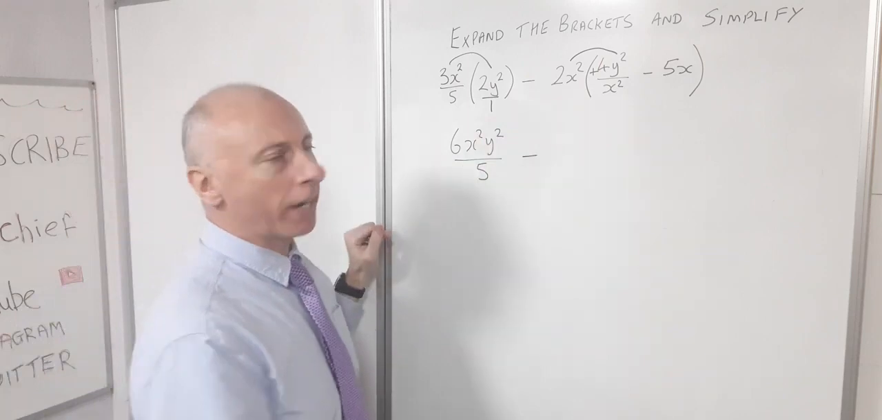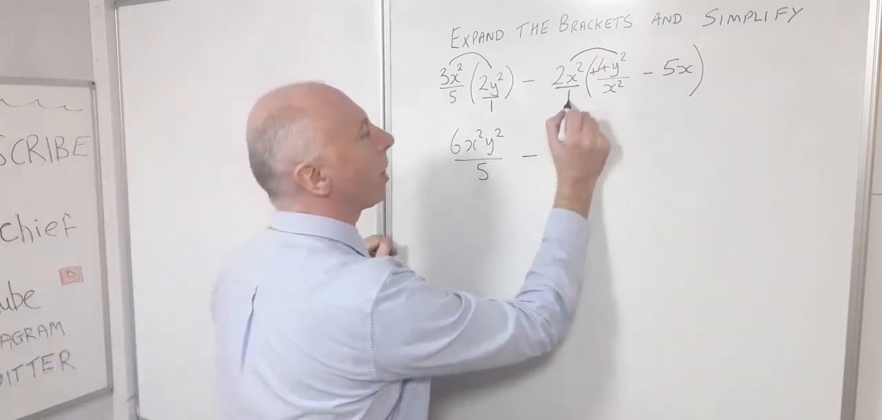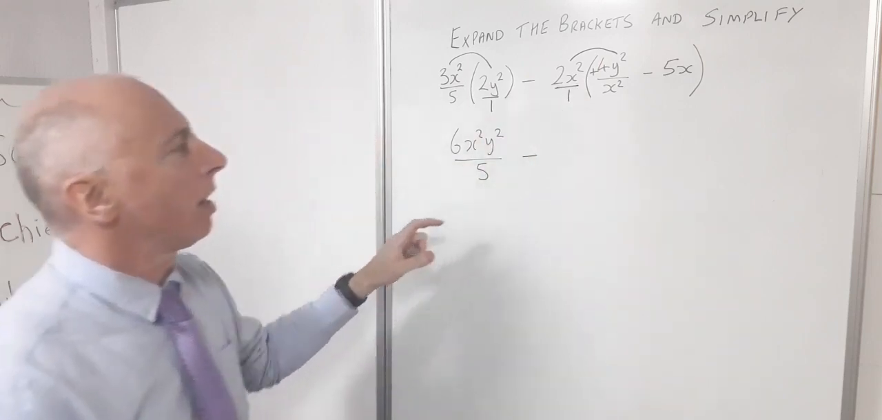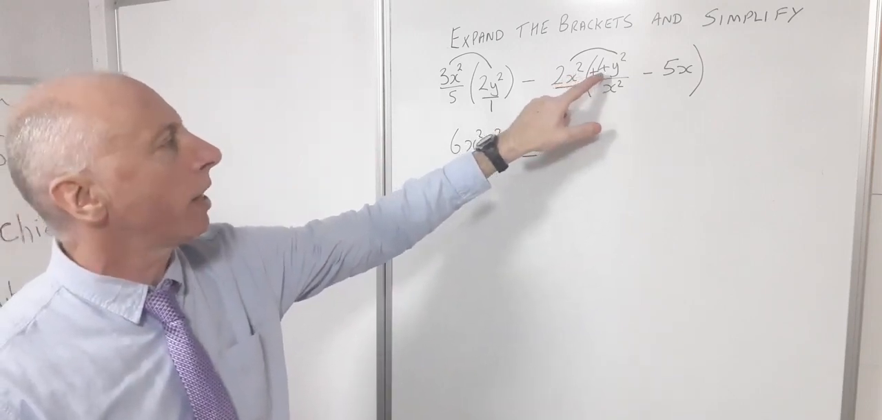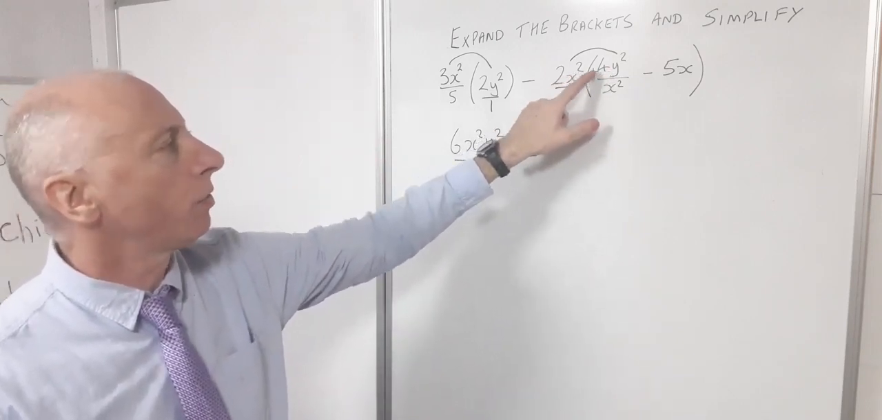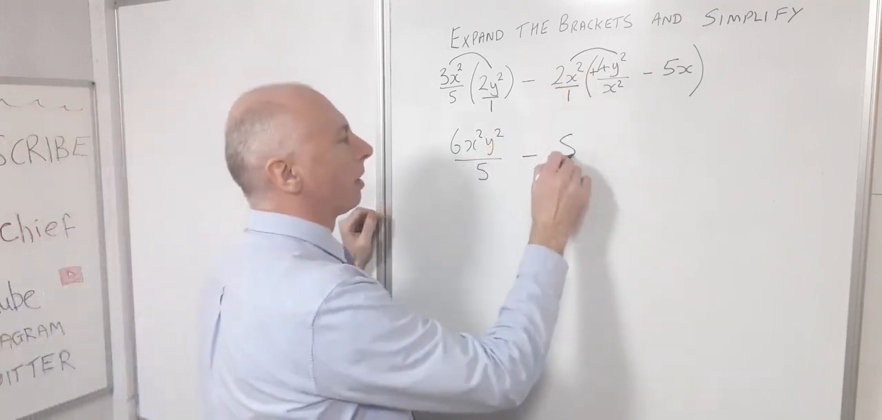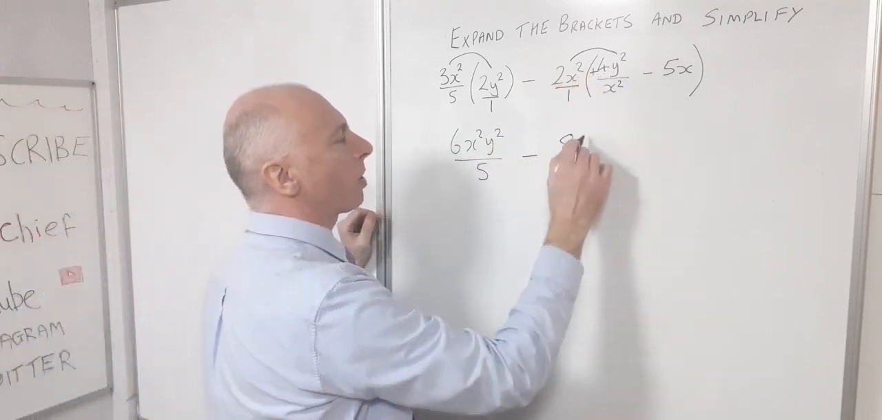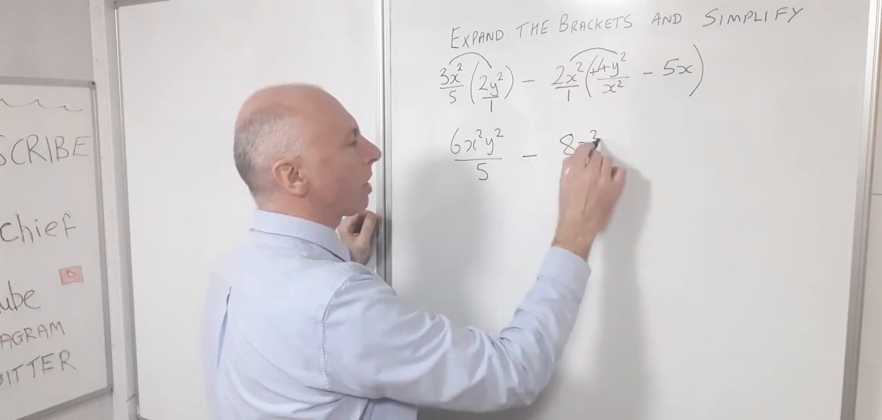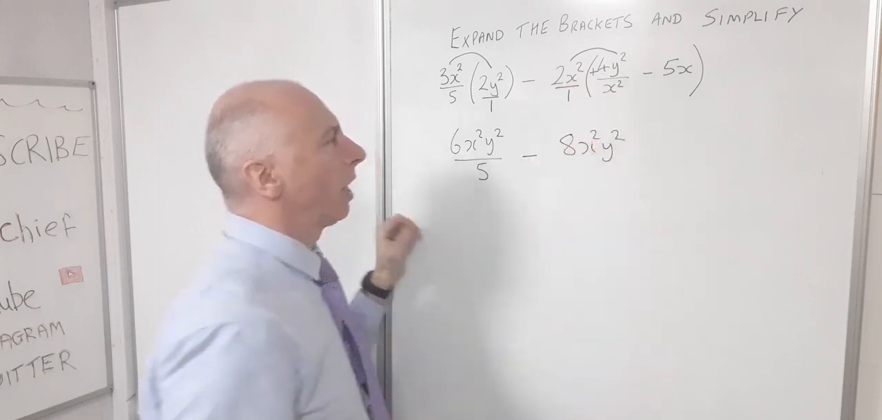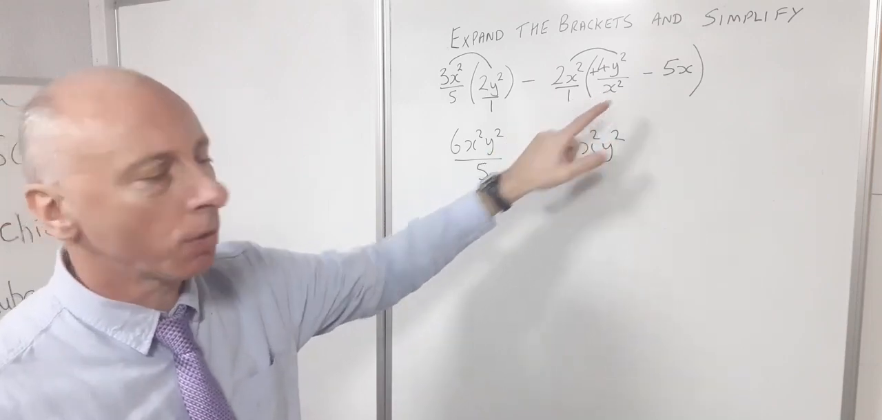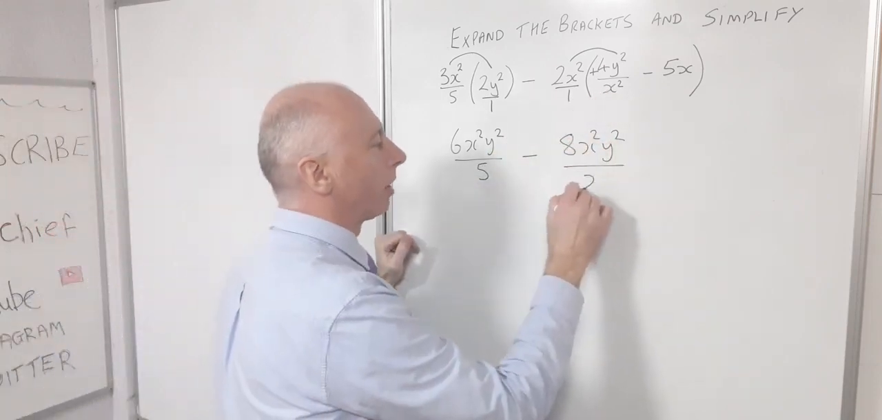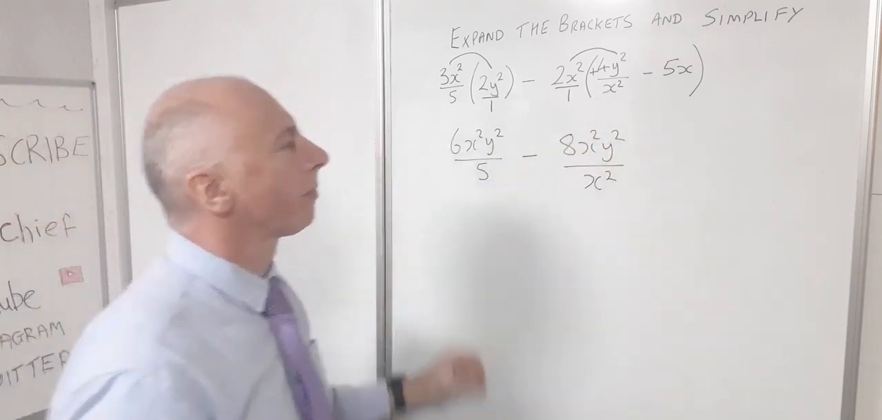Now this 2x squared, I could also write that as 2x squared over 1. So now multiply that out with this, 2x squared times 4y squared, 2 4s are 8. And then x squared times y squared is, as this one was, x squared y squared. And then our denominator, 1 times x squared is just x squared. So that takes care of that.